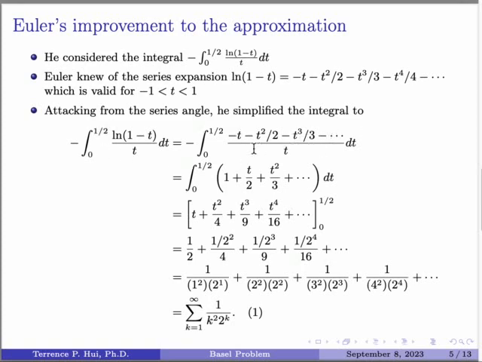So he replaced it. He replaced log of 1 minus t with this series. Then he divided term by term, right? So this gives us, by the way, there's a minus here, and then each of these is a minus, so the minuses cancel out. So you get a positive integral from 0 to 1/2.